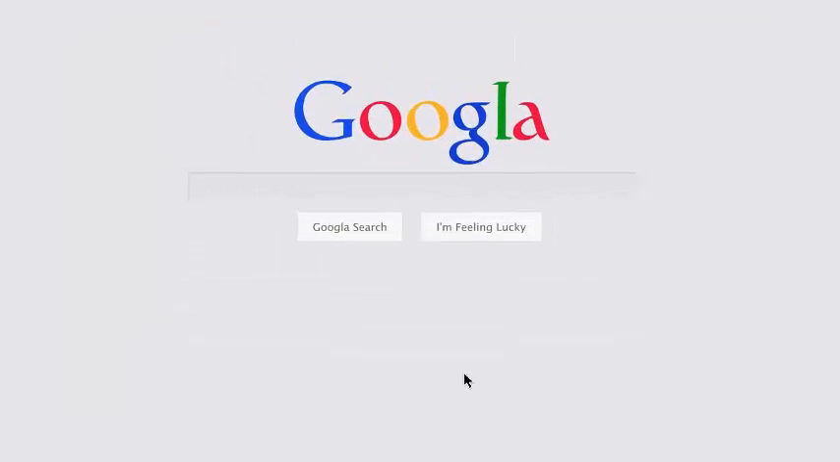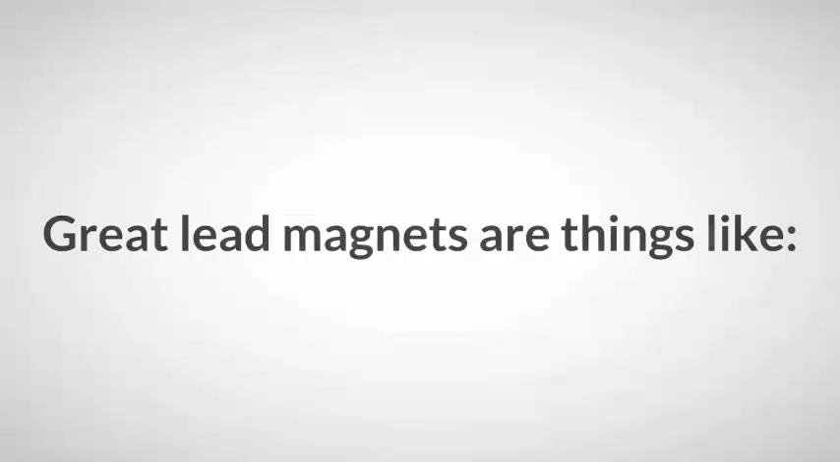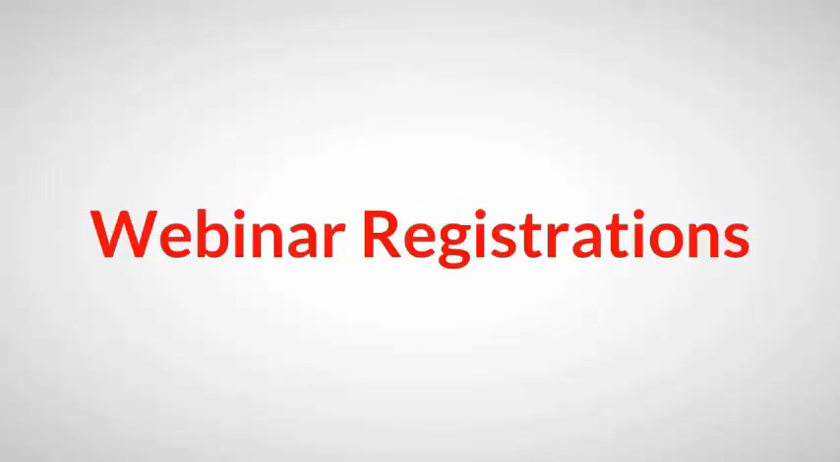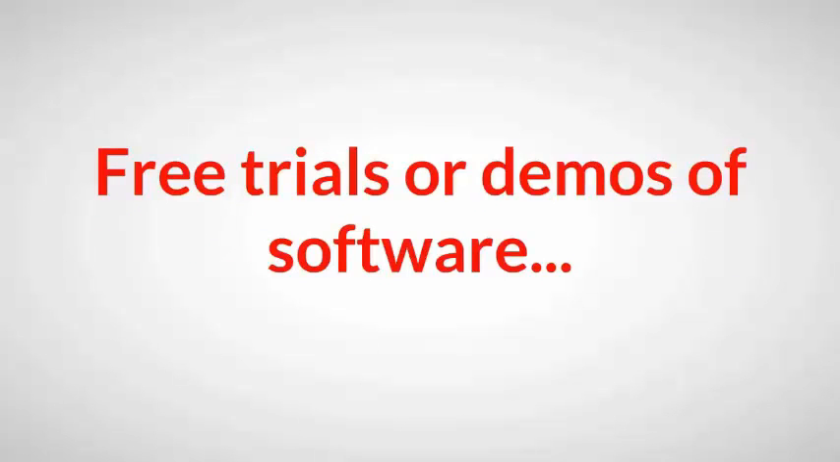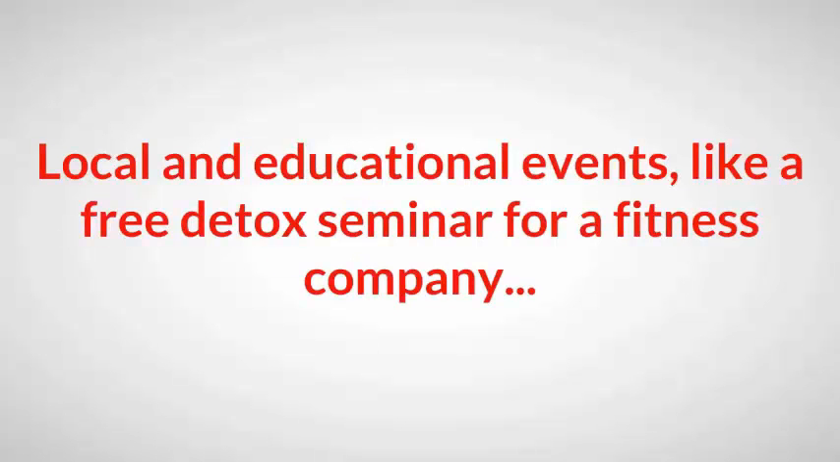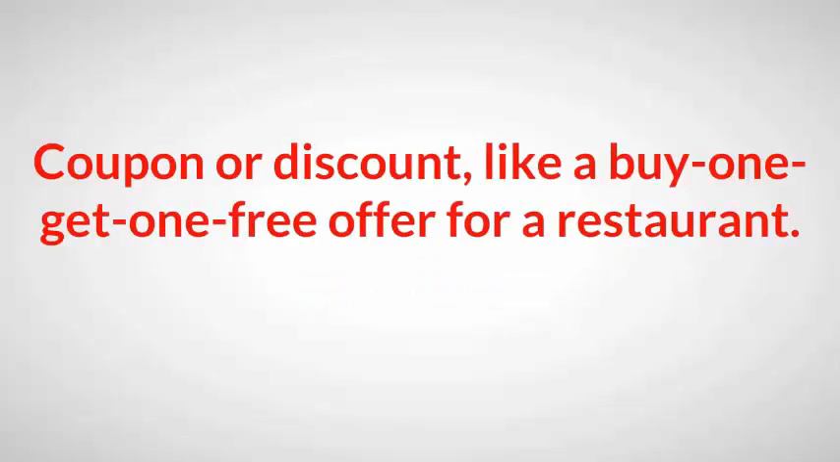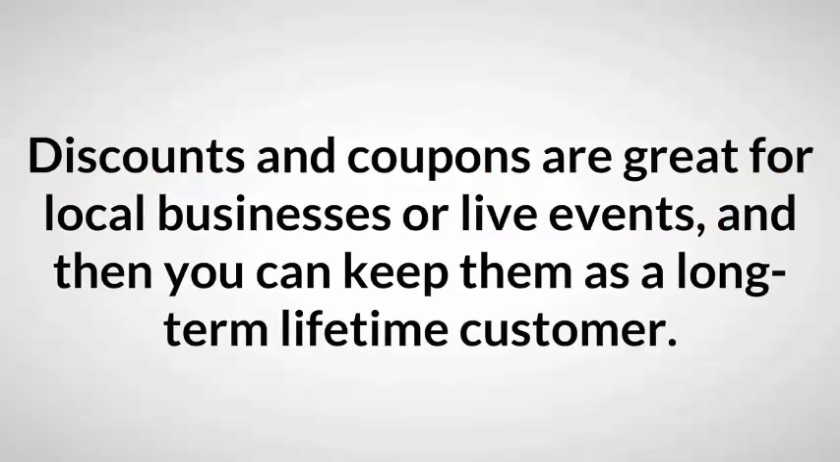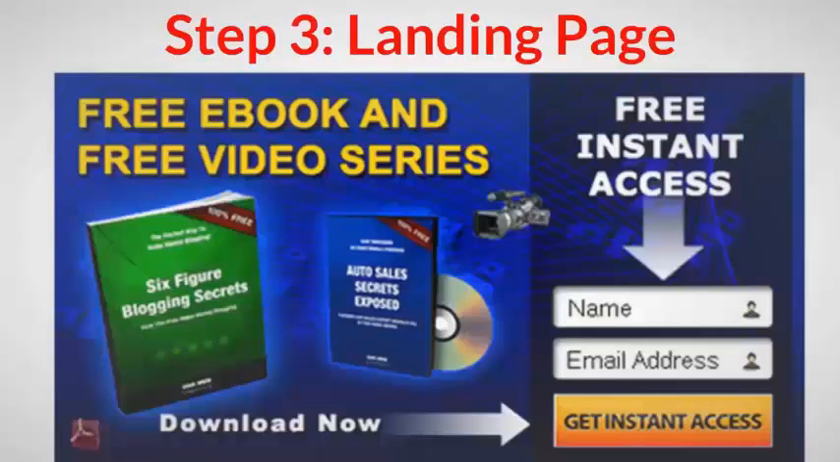See, Facebook is social. You have to remember that people are not on Facebook searching for an answer or a solution like they are on Google. So, great lead magnets are things like checklists, cheat sheets, webinar registrations, video series, free trials or demos of software, local and educational events like a free detox seminar for a fitness company, coupons or discounts like a buy one or get one free for a restaurant. You know, discounts and coupons are great for local businesses or live events, and then you can keep them as long-term, lifetime customers. So let's move on to step 3, which is your landing page.